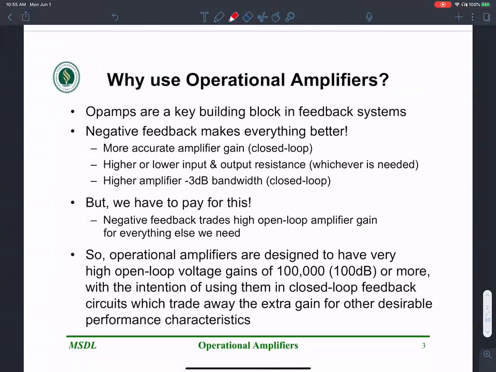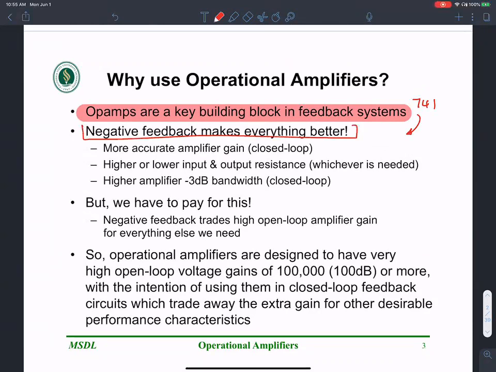As you can see, op-amps are a key building block in feedback systems. You use them as the discrete 741 op-amp, and you also use them in integrated circuits a lot. They are often used in conjunction with negative feedback. Negative feedback makes everything better, and I'll show you what exactly I mean by negative feedback. You get a more accurate gain.